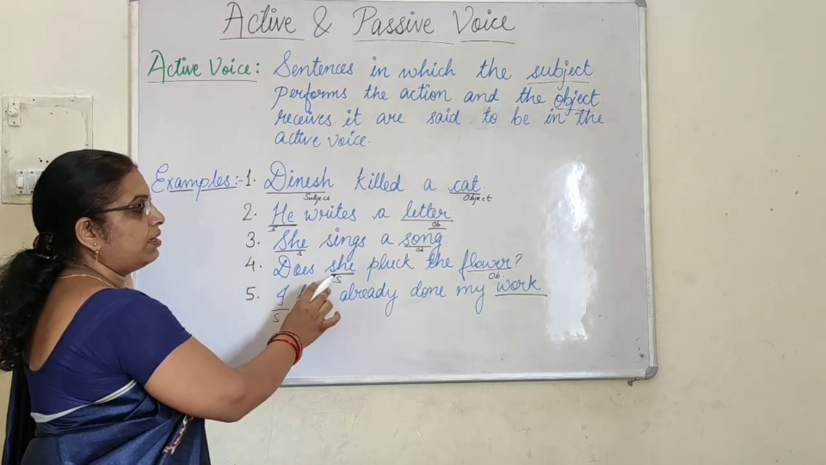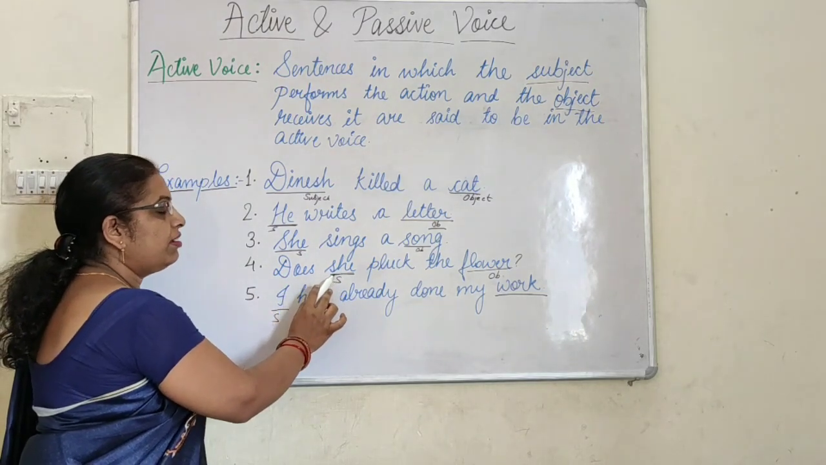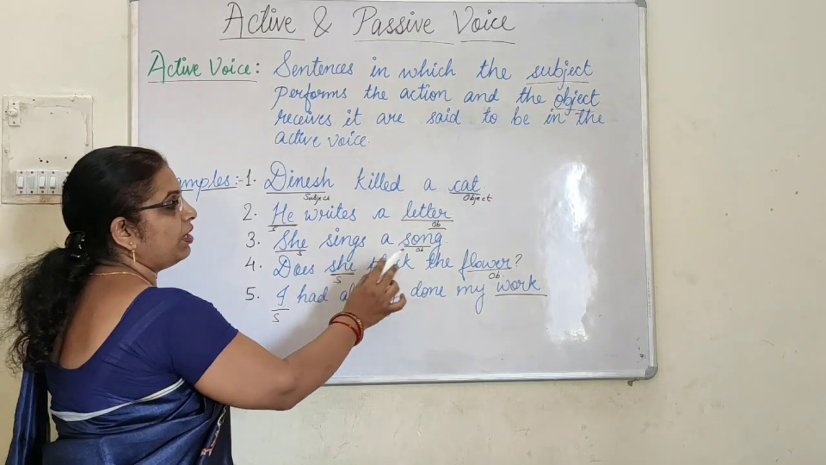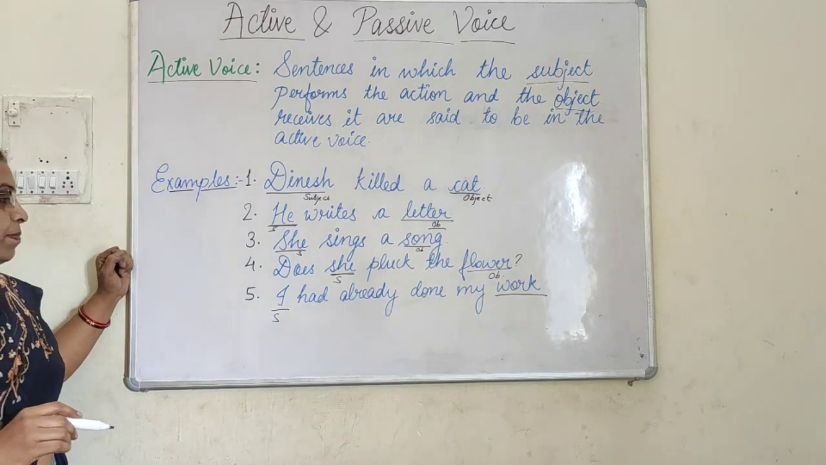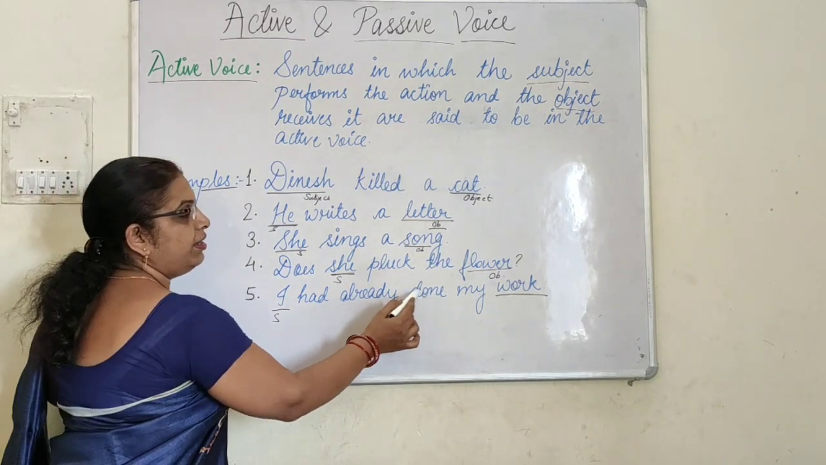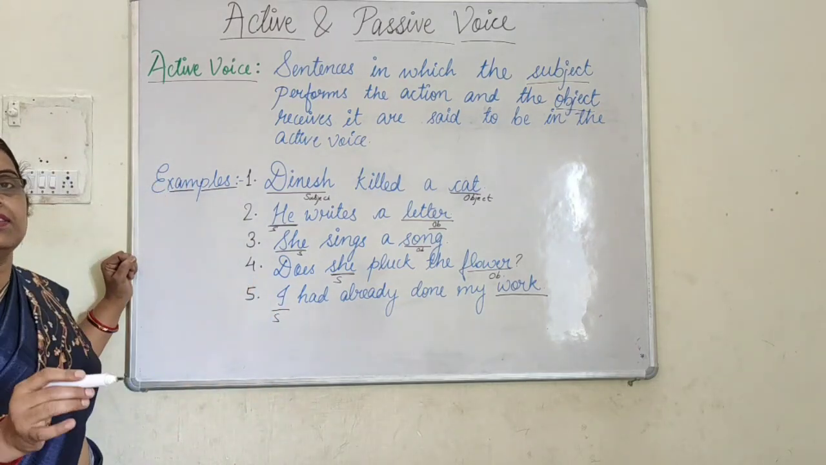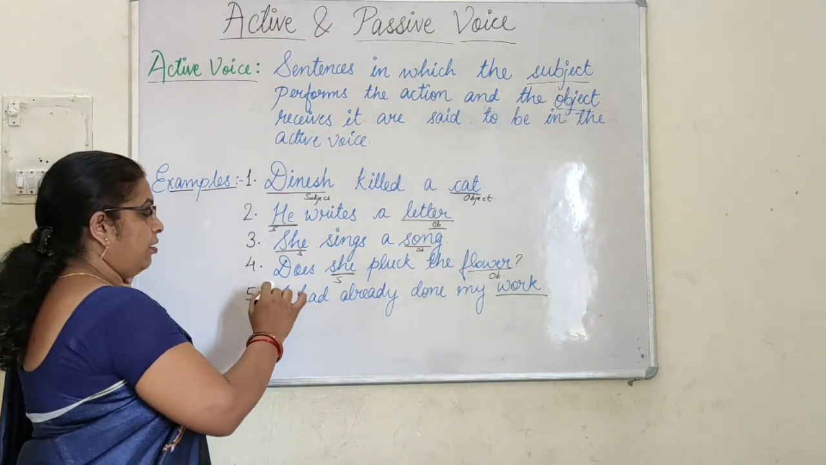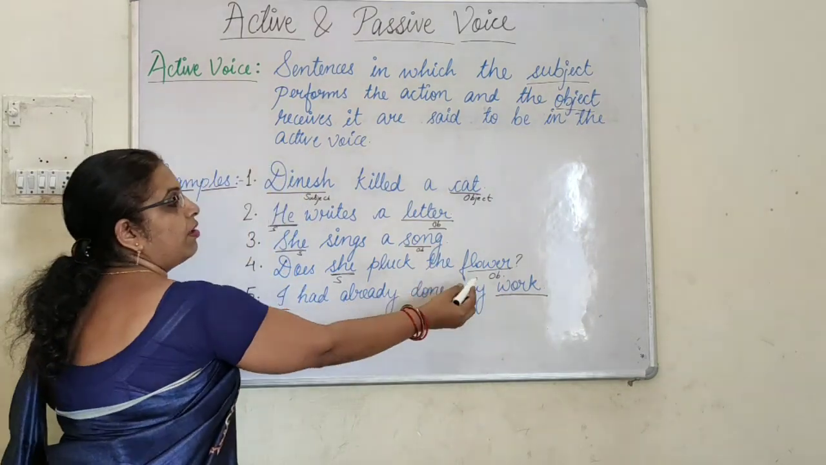She plucks the flower. What is the subject? She. Who is doing? She is doing. Means she is the subject, and what is she plucking? That is the flower. Object is flower. I had already done my work. Who is doing the work? I. I is the subject. And what is done? Work is done. Here it is the object.